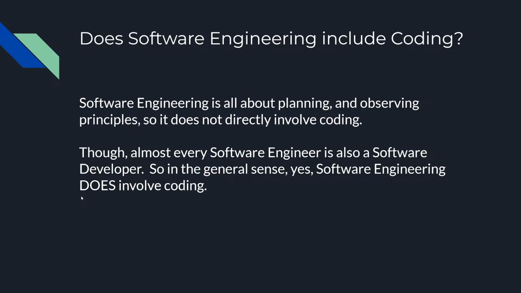All right, so does software engineering include coding? Software engineering is all about planning, observing principles and stuff like that. It does not directly involve coding. But like I said, software engineers are usually also part of the development team. So in a sense, yes, software engineering does involve coding.